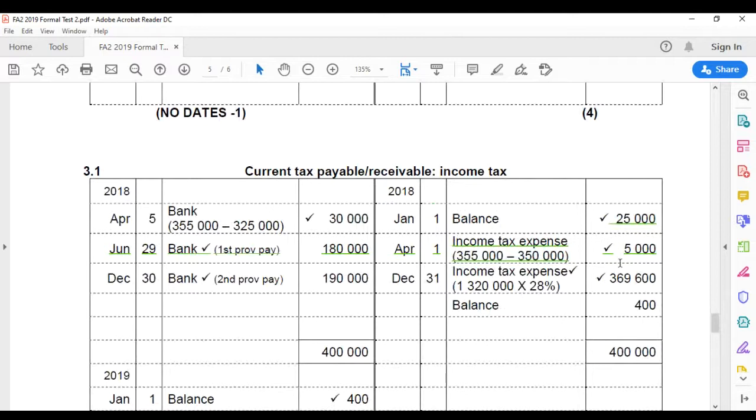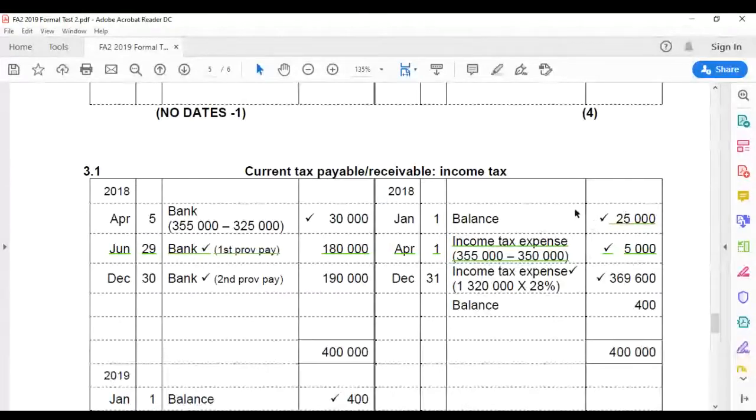What was the amount that we underprovided? Type that for me quickly. We mentioned that about 10 times already. What was the amount that we've underprovided for the year? Type for me there. What was our under provision? 5,000. There we go. 5,000. Excellent. You are all correct.